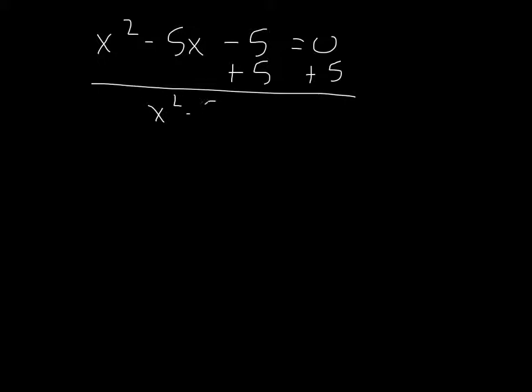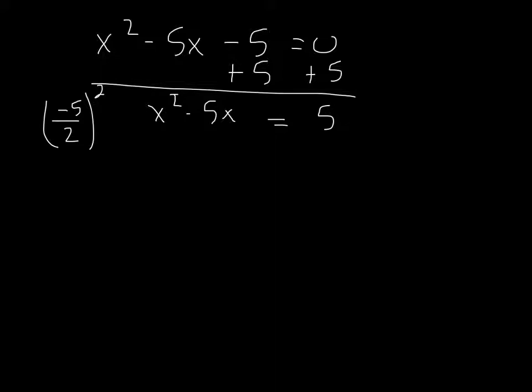x squared minus 5x equals 5. Alright, so negative 5 over 2, okay, and you square it to get the last term. So negative 5 over 2, well, that doesn't work out easily. So all we're going to do is keep it as a fraction.